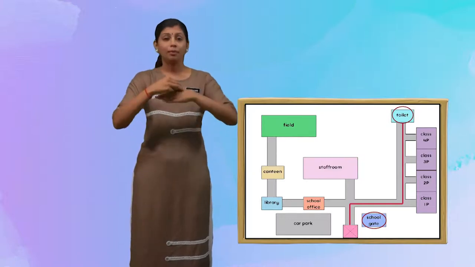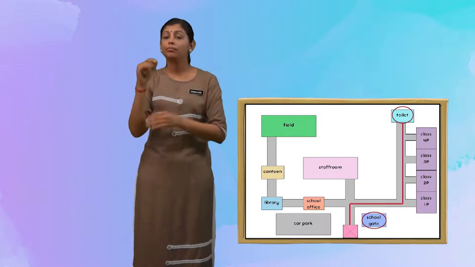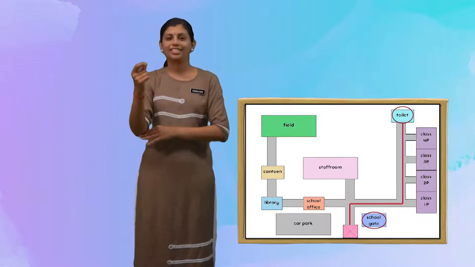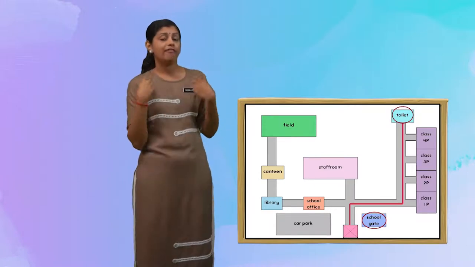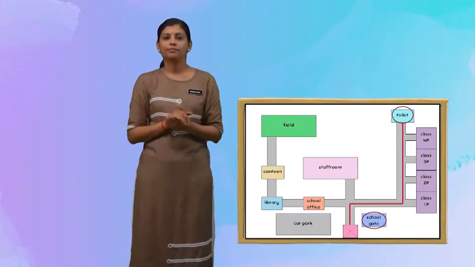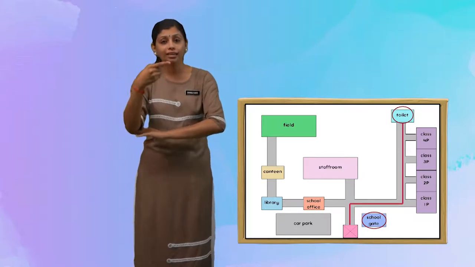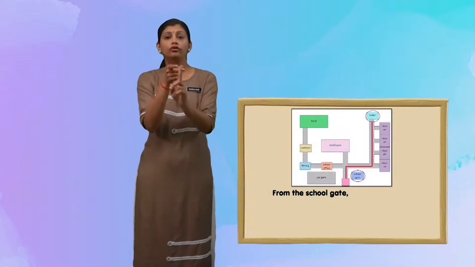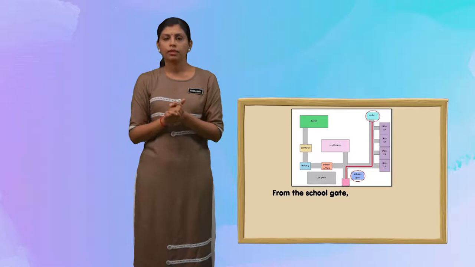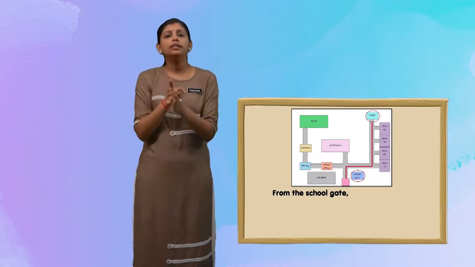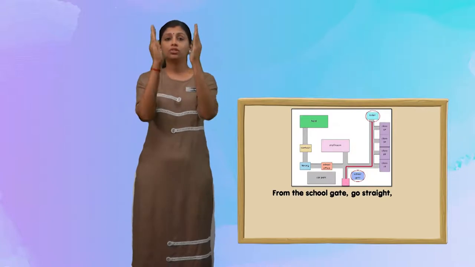For this map here, what is the starting point? Yes, the school gate. You see, I have circled it. So, we say from the school gate. And then, what is the direction? Yes, go straight.